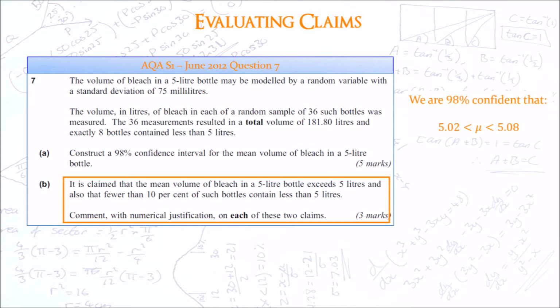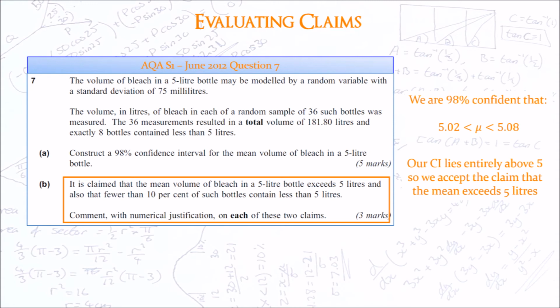In the second example here, we would have worked out our confidence interval as mu lying between 5.02 and 5.08. And the question says it's claimed that the mean exceeds 5 litres. Now our CI exceeds 5 litres as well. So clearly we're going to accept this because our entire confidence interval lies above 5 litres. So the first claim we accept.